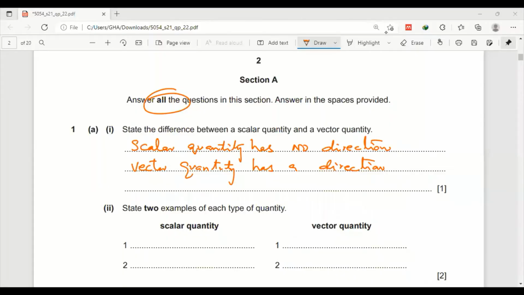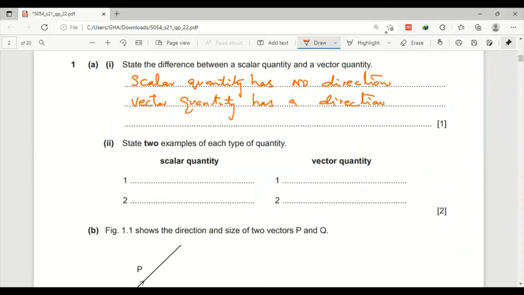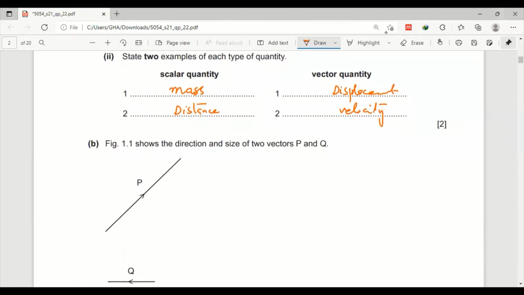Okay, the next part 2 is: state two examples of each type of quantity. Scalar quantities: mass, distance, speed, density, pressure, resistance, voltage, etc. And the vector quantities are displacement, velocity, acceleration, force, momentum, moment. So there are many.